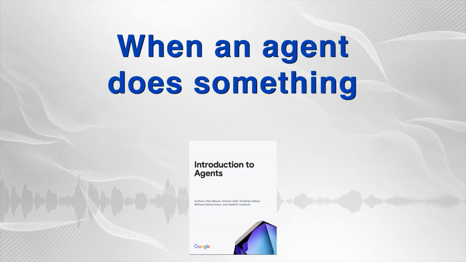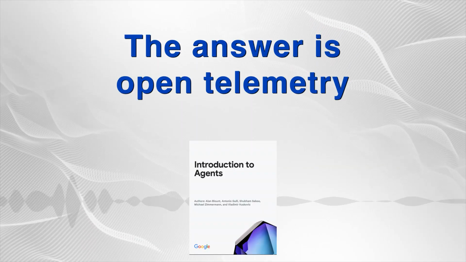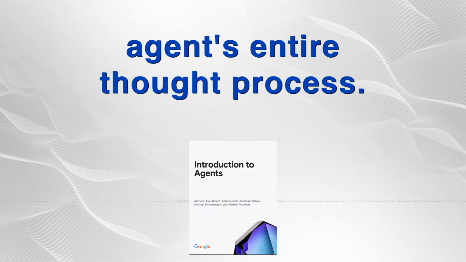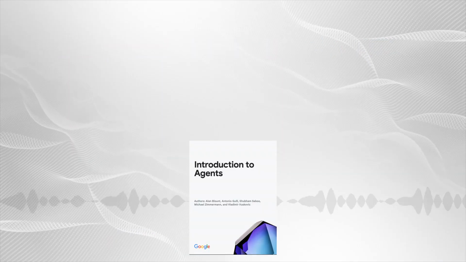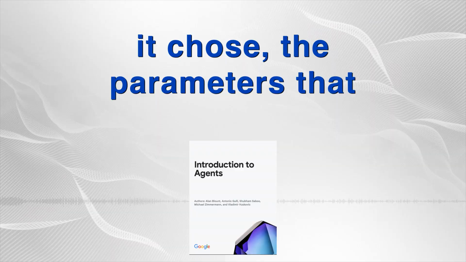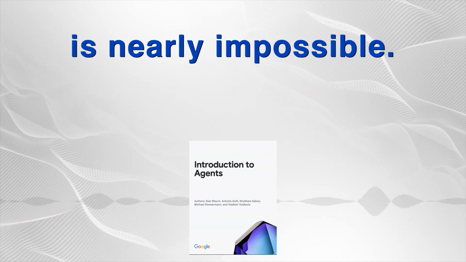Then there's debugging. When an agent does something unexpected, you need to know why. The answer is OpenTelemetry traces. A trace is a step-by-step recording of the agent's entire thought process. Its internal monologue, it shows you the prompt, the reasoning steps, the tool it chose, the parameters that generated, everything. Without that forensic detail, diagnosis is nearly impossible.